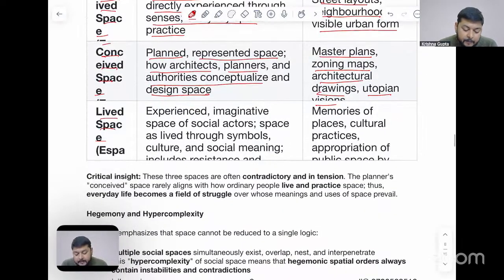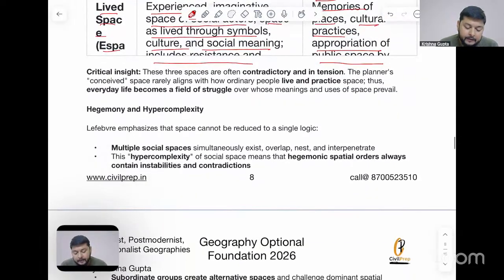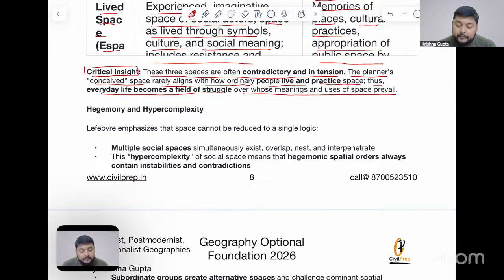Then lived space: experienced, imagined space of social actors, spaces lived through symbols, culture, and social meaning, including resistance and other aspects. Memories of places, cultural practices, appropriation of public spaces. So these are seen as important spaces here. Now, when we look at the critical insight, these three spaces are often contradictory and in tension with each other. The planner's conceived space rarely aligns with how ordinary people live and practice space. Thus, everyday life becomes a field of struggle over whose meanings and uses of space prevail.